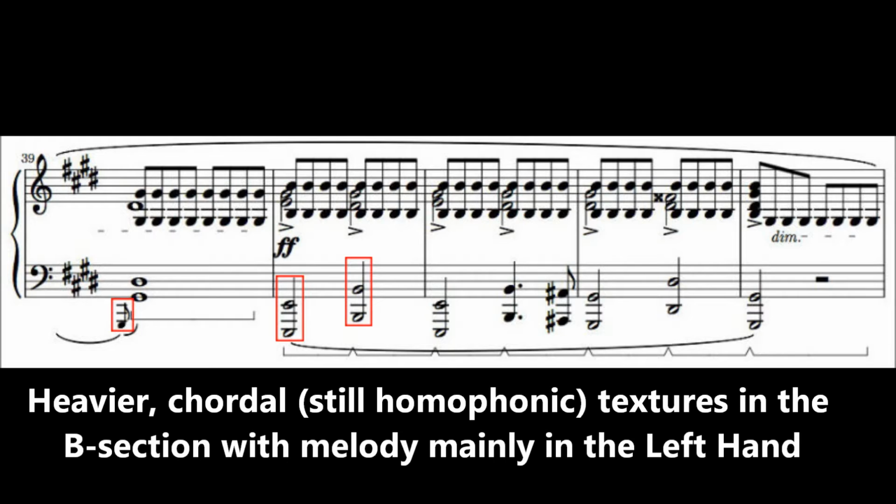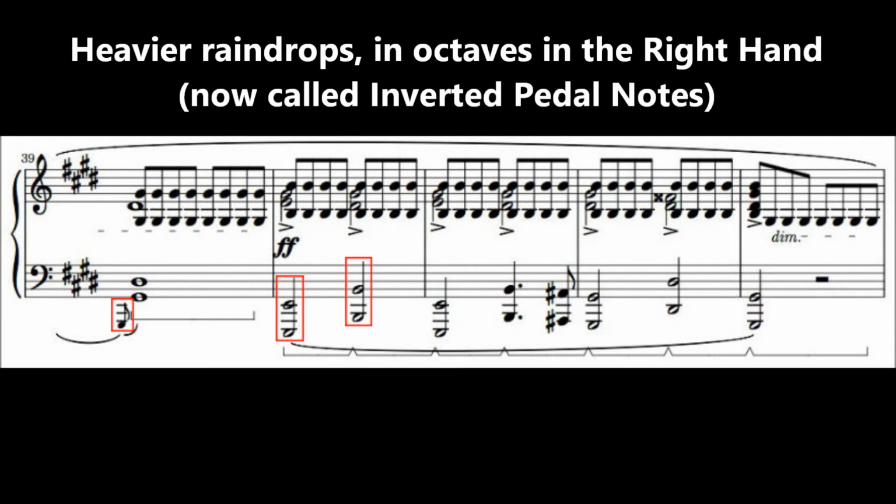The prominence in the musical texture of these repeated notes is achieved through placing the notes in octaves in the right hand, at the top of the musical texture, so we can now call them inverted pedals. The musical texture is homophonic throughout, but with a much fuller sound, with chords in the left hand and at times in the right hand as well. The range of notes is increased with the use of octaves in both hand parts.